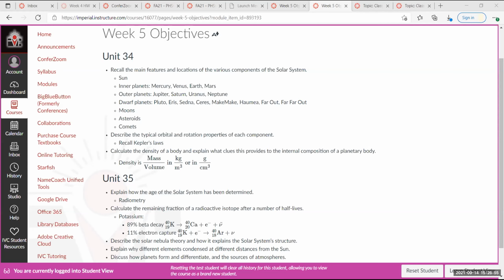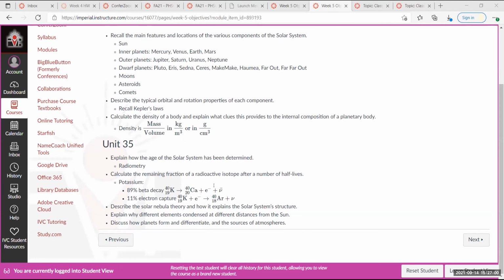How do we know that? Well, one of the ways, first of all, in terms of the age, is radiometry, basically trying to determine the age using radioactivity. For example, we know that potassium-40 can go into calcium-40 by emitting an electron. This is called beta decay. This is about 90% of the time.